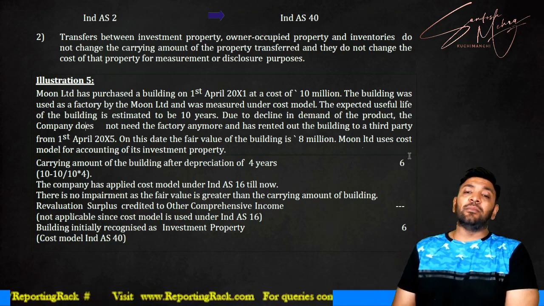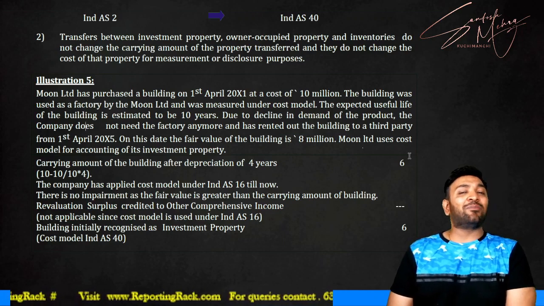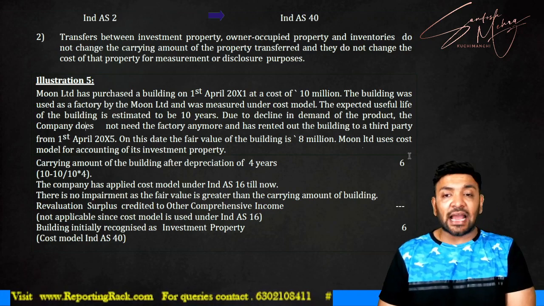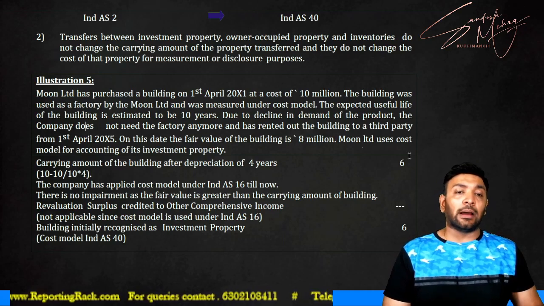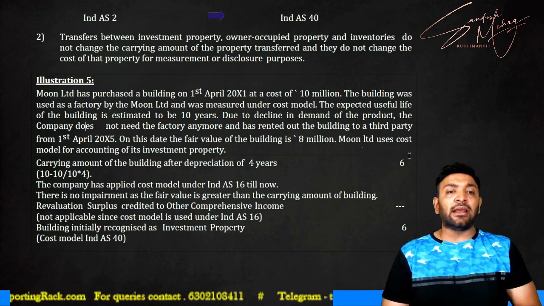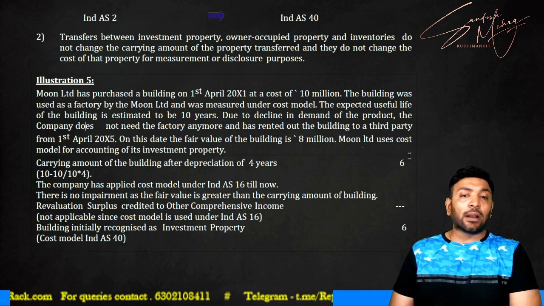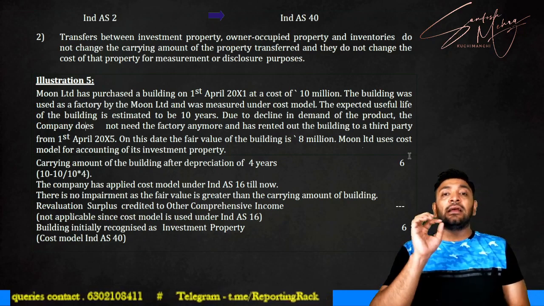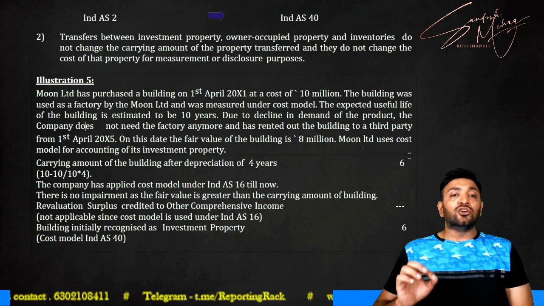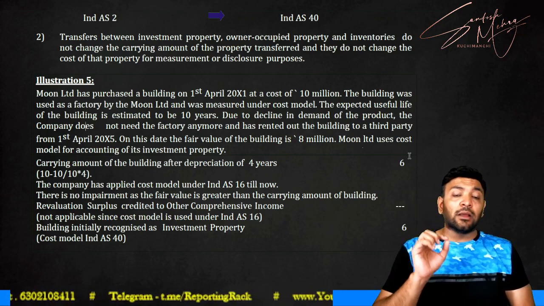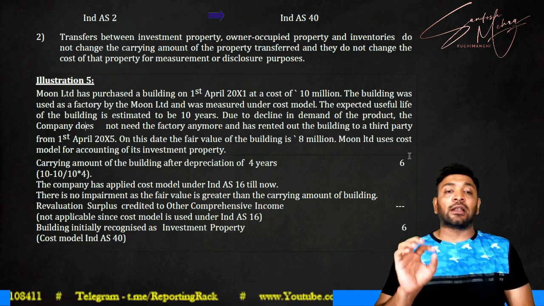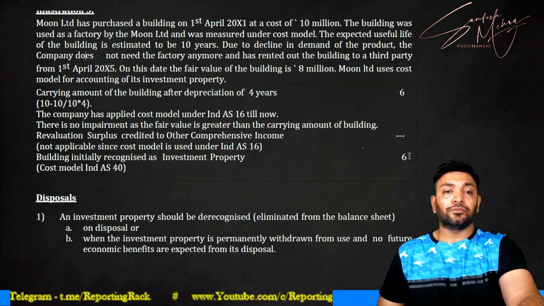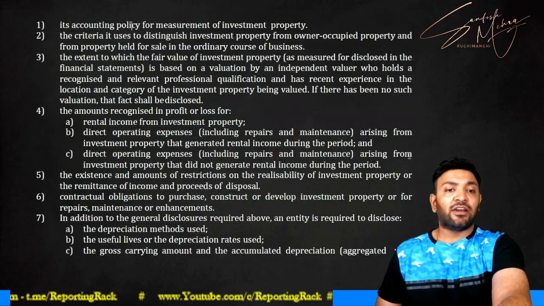Fair value on the date was 8 million. He's trying to confuse us. Fair value concept is not applicable on the date of reclassification. It should only be at carrying value. So Moon Limited's cost model is 10 million over 10 years. Depreciation is 1 million per annum. For 4 years it applied Ind AS 16. 4 million is depreciated. The carrying value is 6 million. So therefore, the asset would be shown in the books on the date of reclassification into Ind AS 40 at 6 million itself. Fair value is irrelevant there.